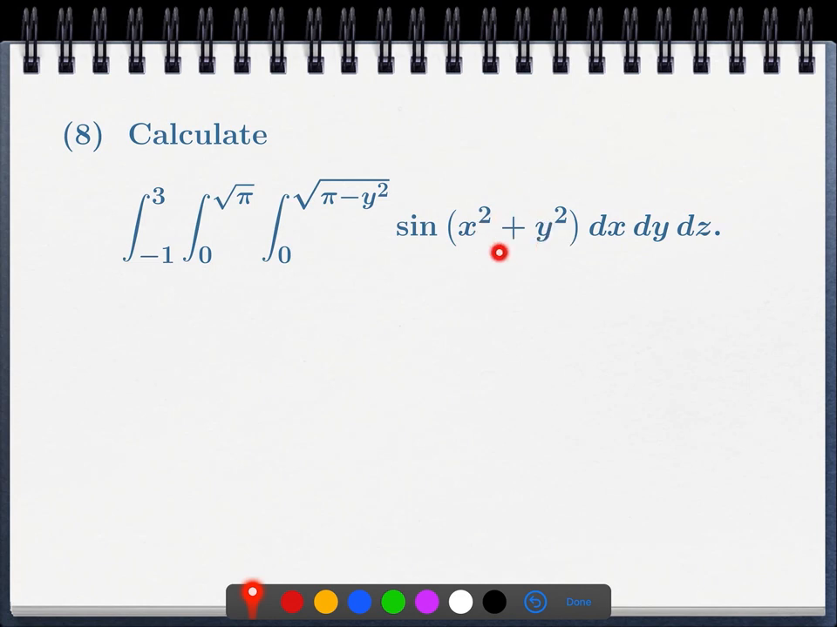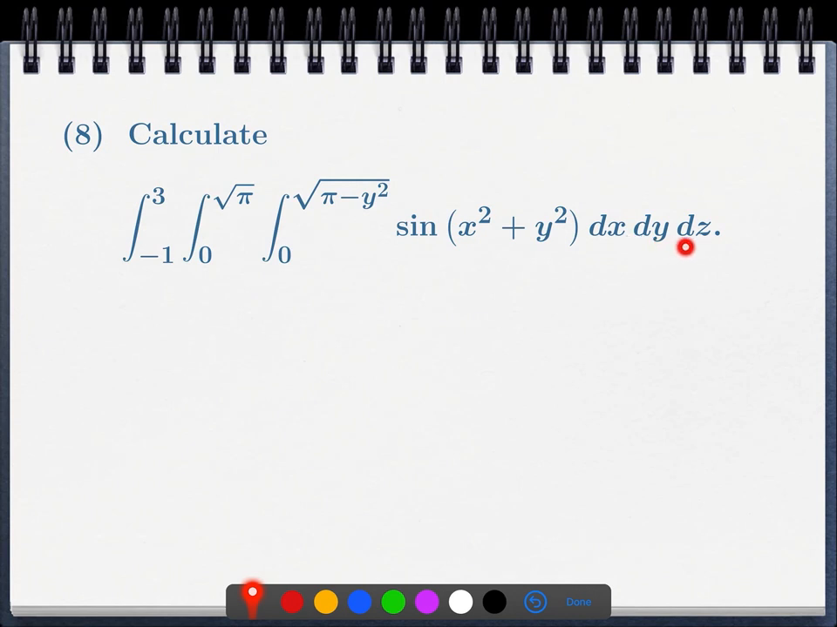But we see the x squared plus y squared here, which suggests maybe using cylindrical coordinates, because we can replace that with r squared. And we'll get an r dz dr d theta here, and integrating r sine r squared won't be terrible. Let's make sure the solid we're integrating over looks okay for using cylindrical coordinates.